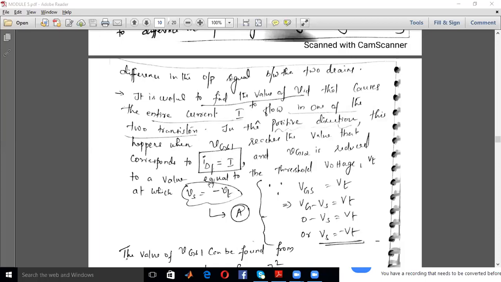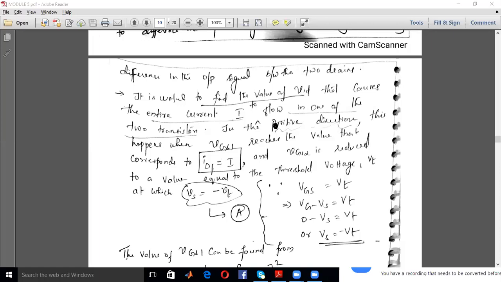Okay, I'll repeat. My aim is to find the value of VID. Please underline this, it is very important. We are going to find the value of VID that causes the entire current I to flow in one of the two transistors alone. The entire current I is flowing through one transistor, and in the other transistor it is 0. There is no current flow in the other transistor. It is confined only to one transistor. So ID1 is equal to capital I. Under this situation, ID2 is equal to 0.